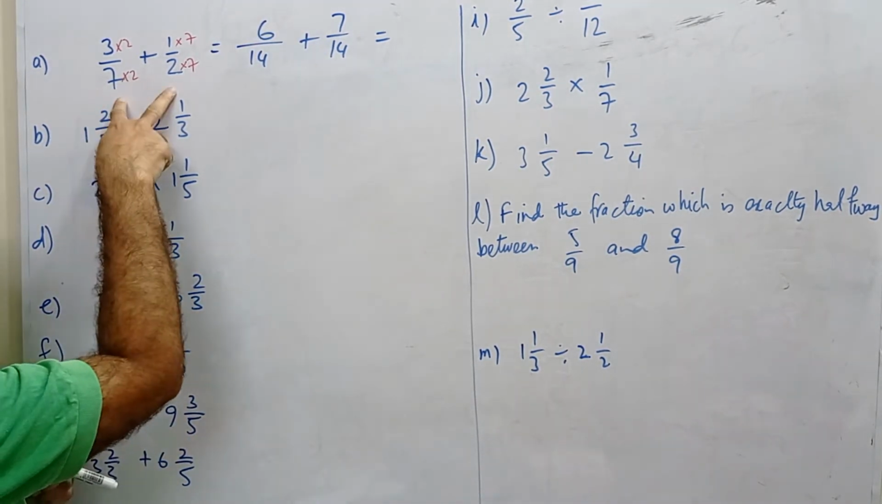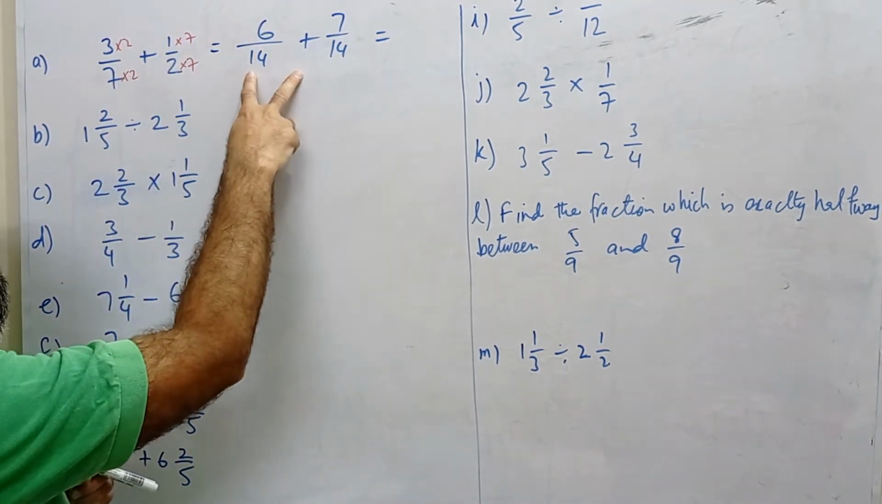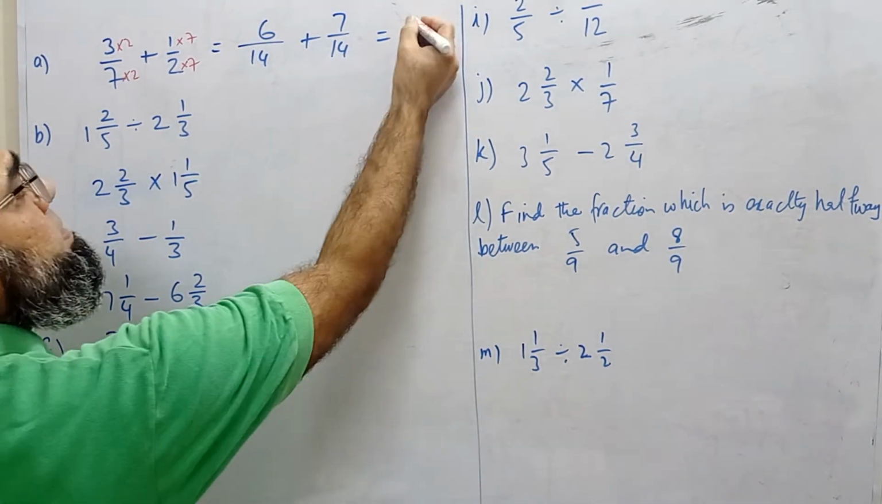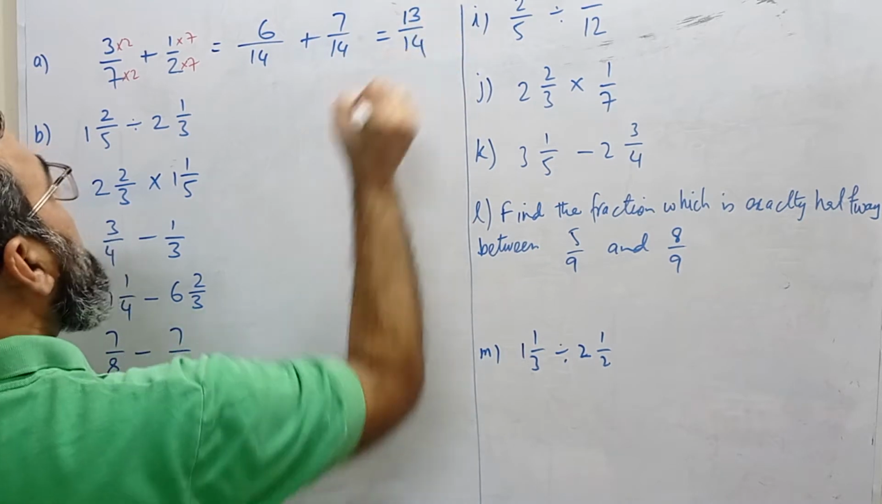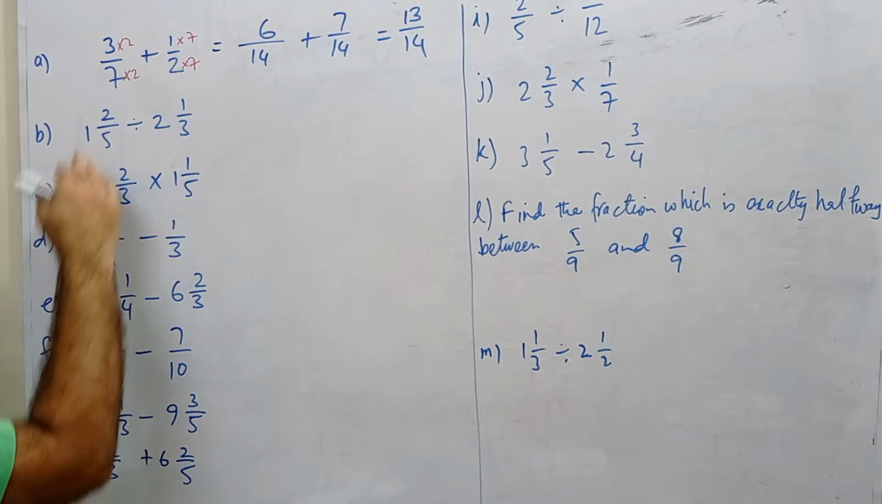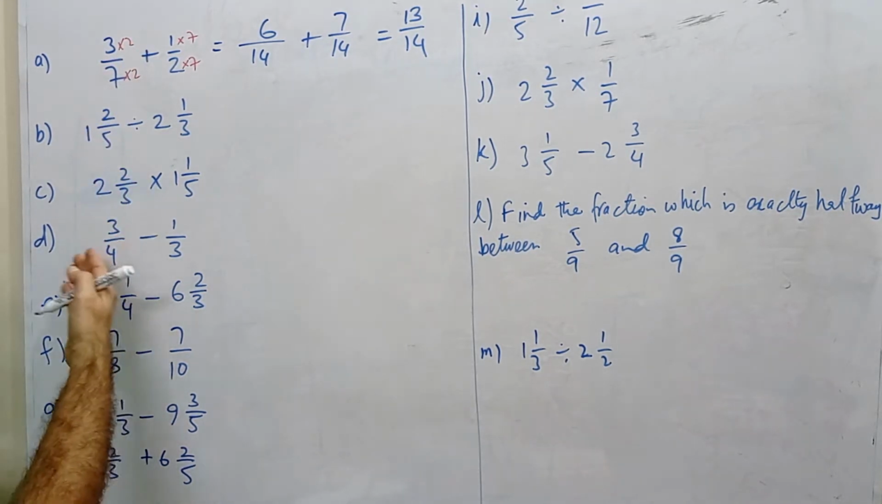These were two unlike fractions, we converted them into like fractions, and then the result over here is going to be 13 over 14. Okay, I'll be going to the D part now because I'll be dealing with the addition and subtraction first.